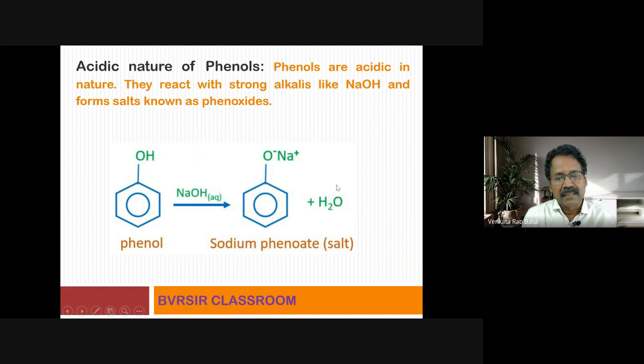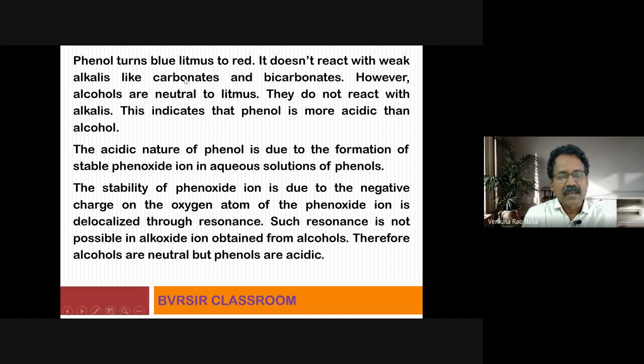Okay, along with that, water is also eliminated. This is the simplest reaction of acidic nature of phenol. Now, we have to study some of the characteristic aspects of phenol as far as its acidity is concerned.